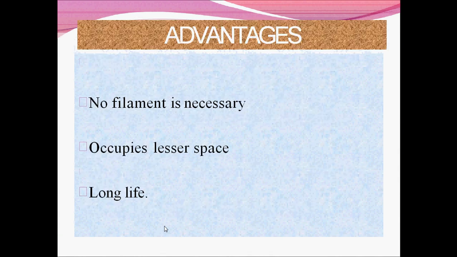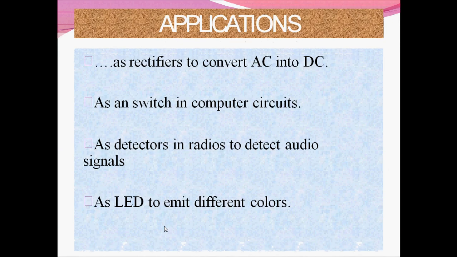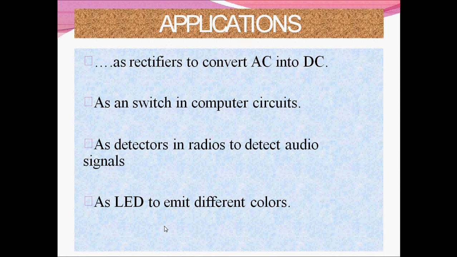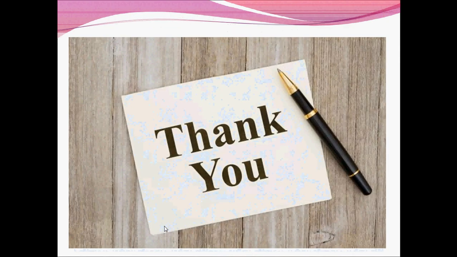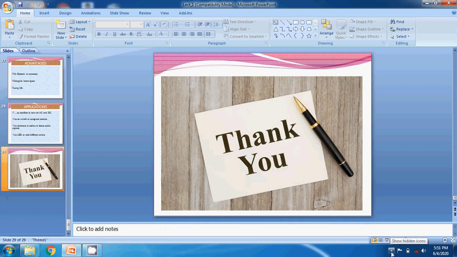Advantages: no filament is necessary, it occupies less space and has a very long life. Applications of the PN junction: it acts as a rectifier to convert AC into DC. It acts as a switch in computer circuits, and as detectors in radios to detect audio signals. It also acts as a light emitting diode to emit different colors. So this is how the PN junction diode works.